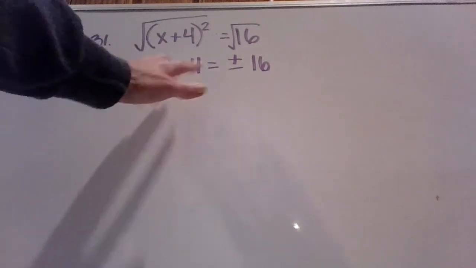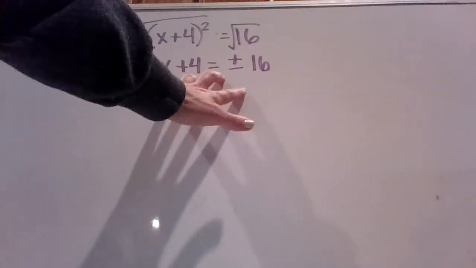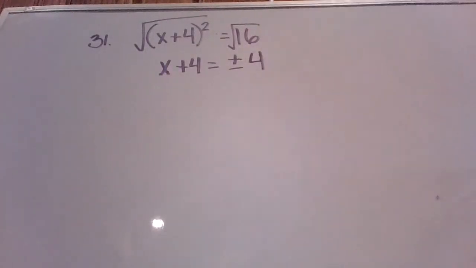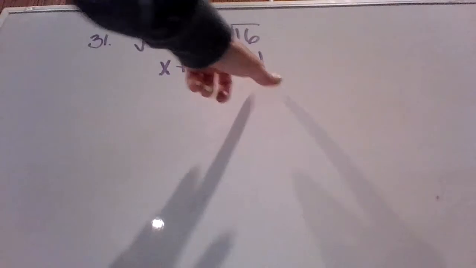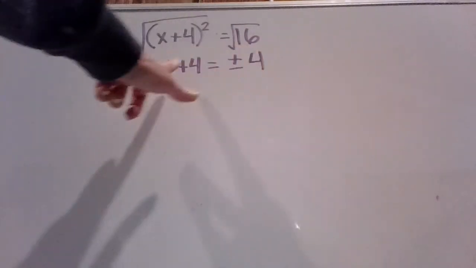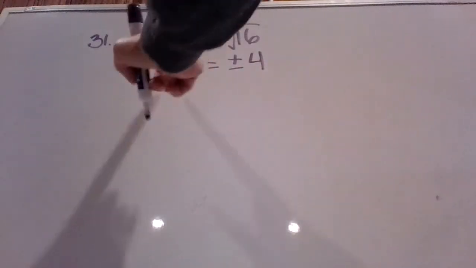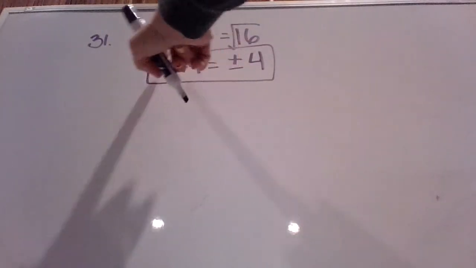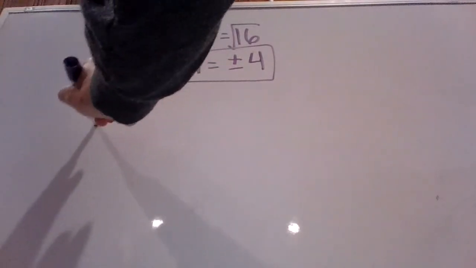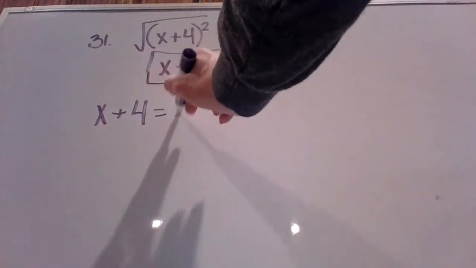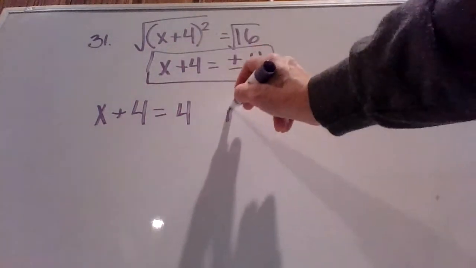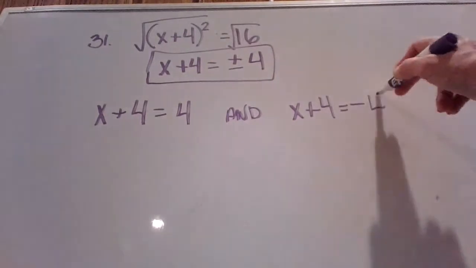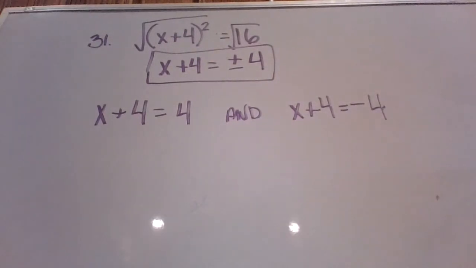Well, now I have to subtract 4. But what this means is, I'm not 16, 4, sorry. So when you get it like this, when it's a whole thing like that, not just the x, it's got another step that we need to do. It means x plus 4 equals the positive 4, and x plus 4 equals negative 4. So you will have two answers on these.